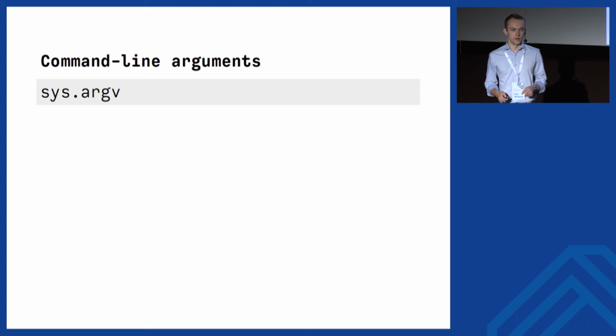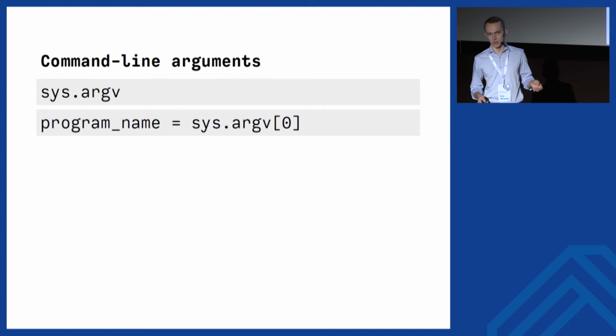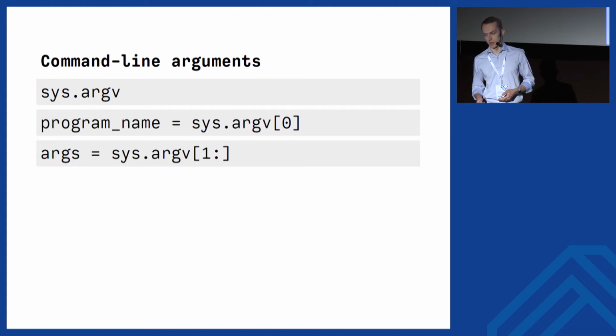Also, another kind of input is command line arguments. And again, you can use the sys module. It has the argv object, which is a list of command line arguments. The first item on this list is the program name, and the rest is basically all the arguments that the user passed, and they are strings. There's basically no logic behind this. This is just a list of strings, and you have to always check what the user has entered.